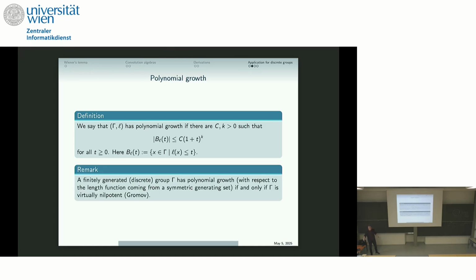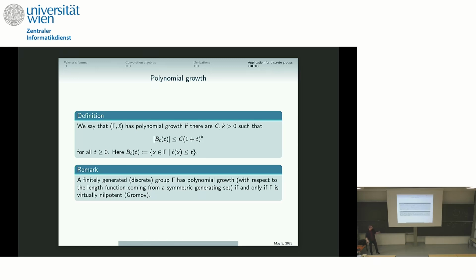And just as a piece of information, maybe not everyone is familiar with this: if I have a finitely generated group of polynomial growth with respect to some length function coming from a symmetric generating set, this is exactly a virtually nilpotent group. This is Gromov's theorem on polynomial growth.